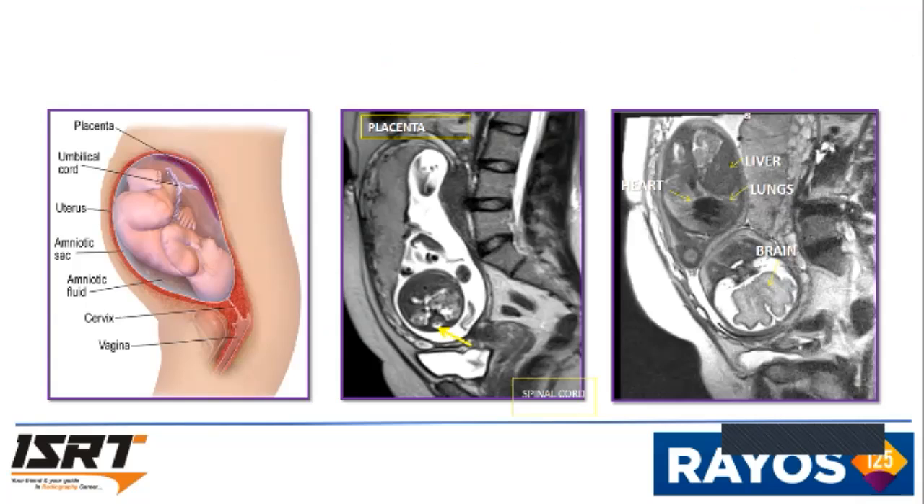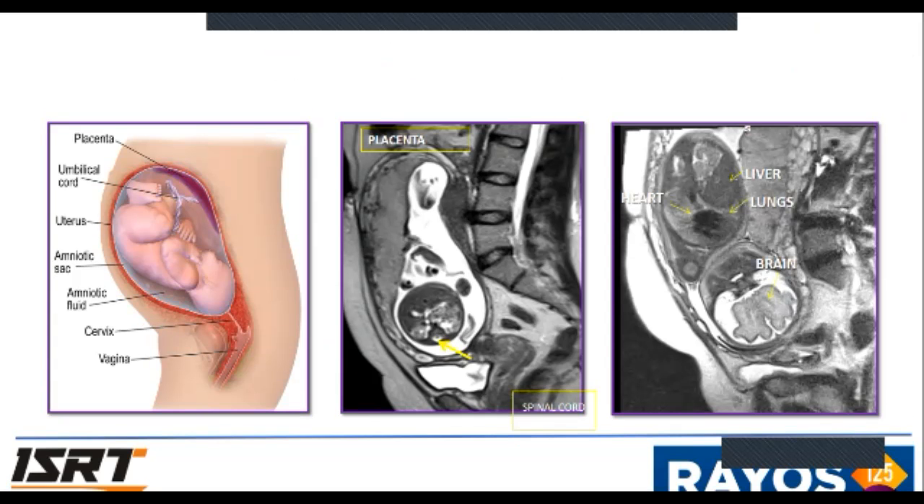Coming to the anatomy, usually the fetus in the womb is well packed inside the uterus by amniotic fluid, and the main nutrition is by the placenta, which is connected through an umbilical cord to the fetus. Usually in the MRI of a fetus, we normally see the placenta, which is homogeneous, and the spinal cord. Also anatomical regions like brain, lung, liver and heart.